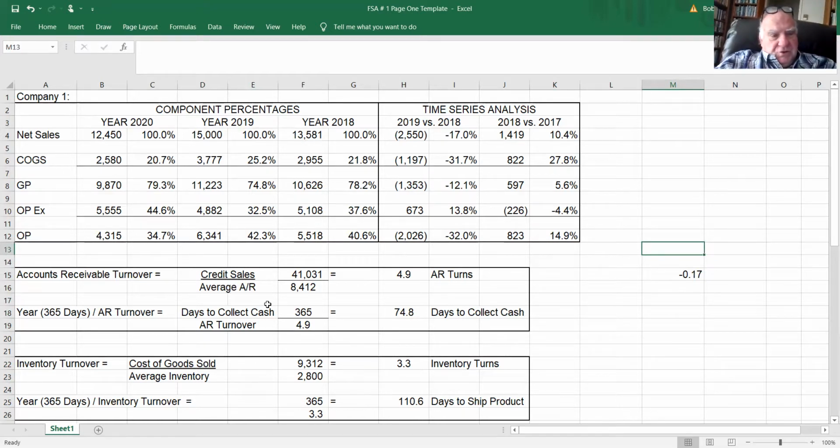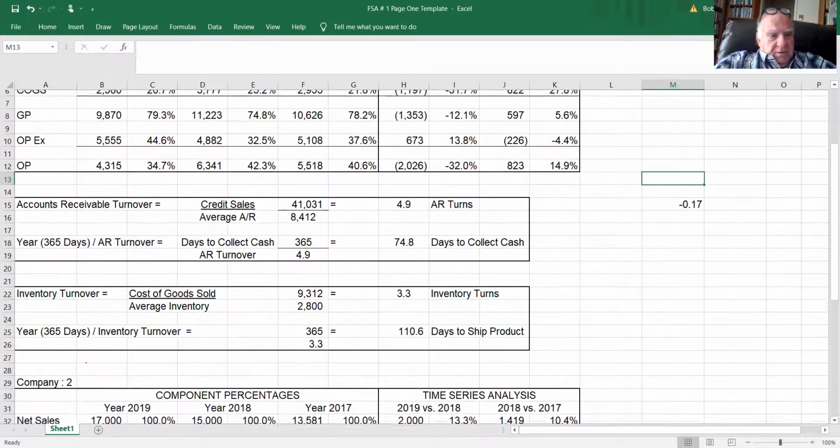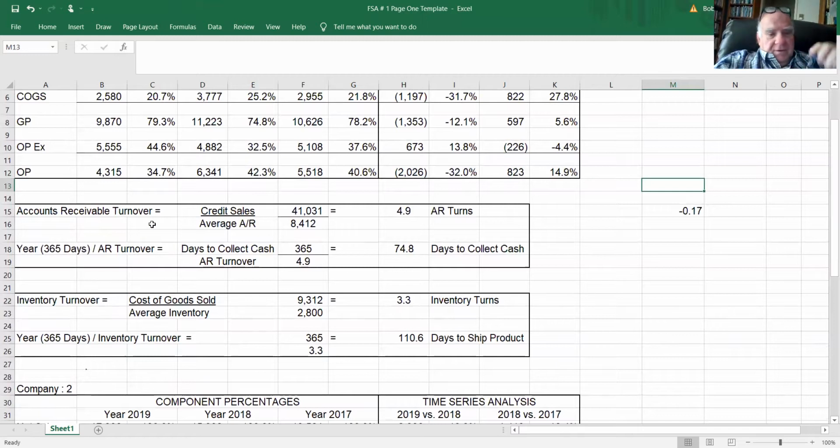Now we come to something you should already know how to do. In fact, today's class is going to be a test review. Give me the inventory turnover and the cost of goods sold turnover down here, and give me the AR turnover using the credit sales only. And I think for both companies, they're all credit sales. Credit sales divided by the average AR gives you turns. Divide the turns into the year, which is 365, and that'll give you the days to collect.